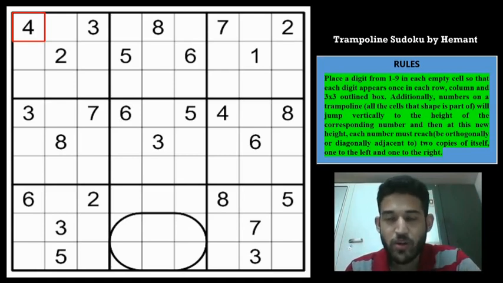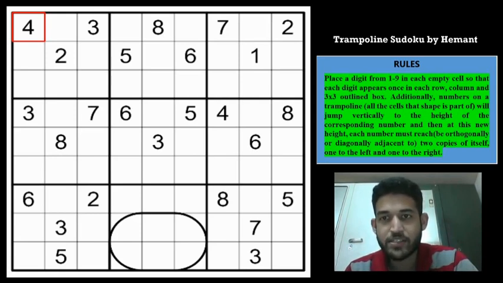Today we are going to solve a relatively new variant called Trampoline Sudoku. This Sudoku variant hasn't been seen much in the past. I think I saw it once in the Indian Sudoku Championship 2018, and after that I haven't seen much of this variant. This Sudoku variant was posted by Hemant on his blog Let's Sudoku a few months back.